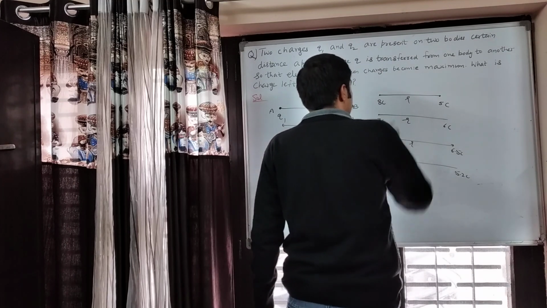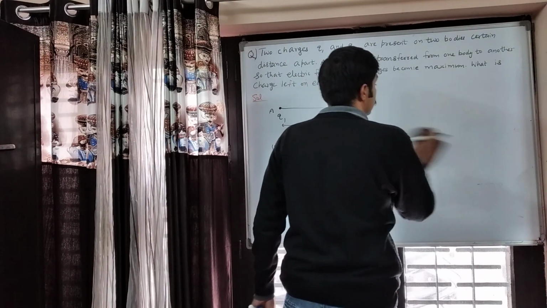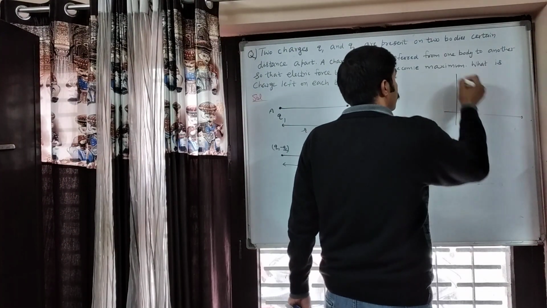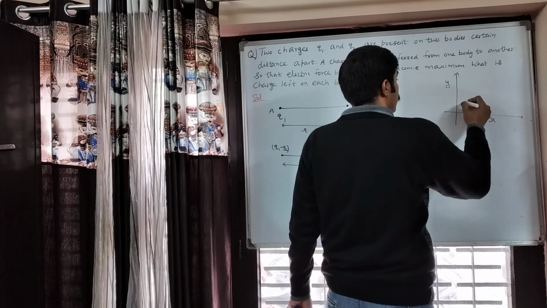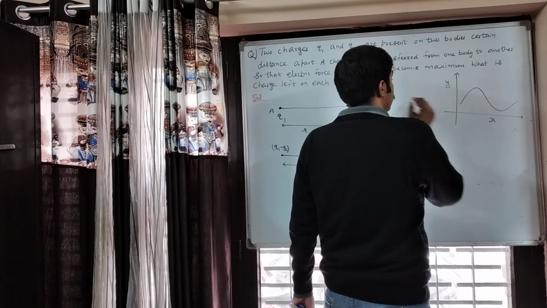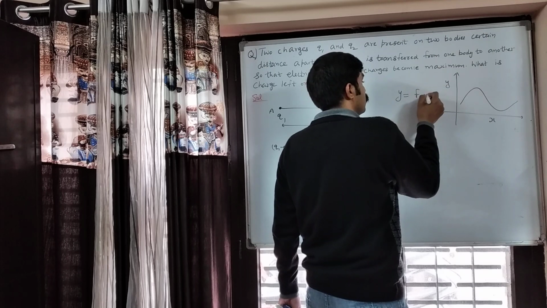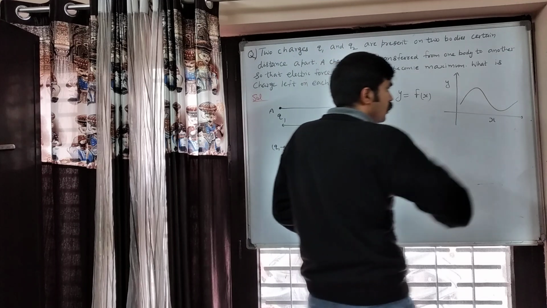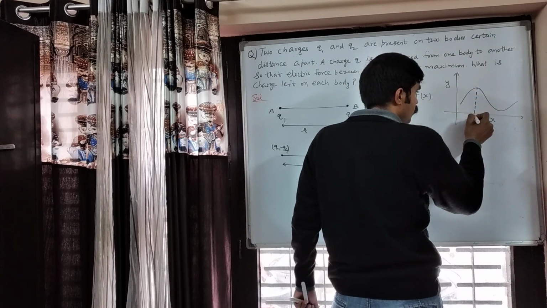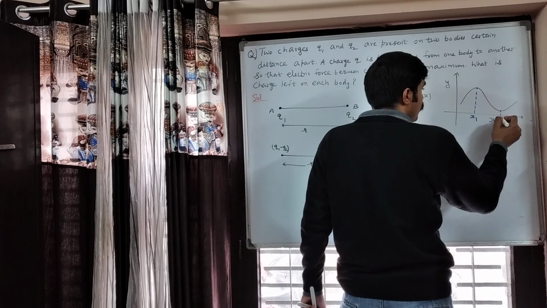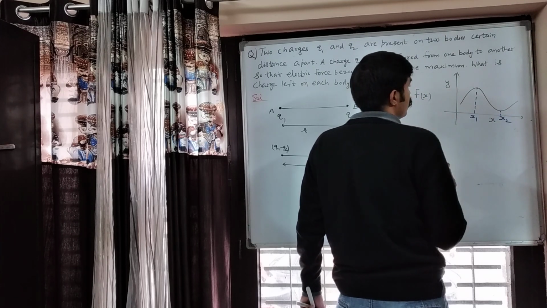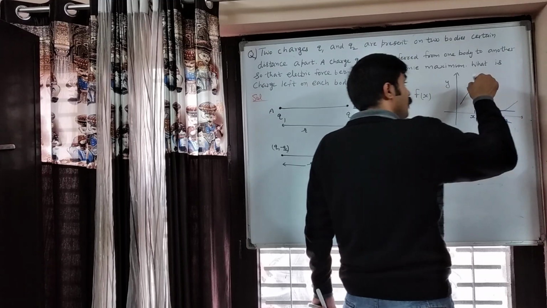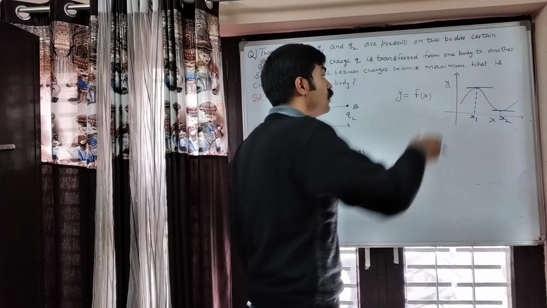The solution to this question requires the use of the maxima minima theorem. Let me recall the maxima minima theorem. Suppose I have a function depending on x, and the graph is like this, which we represent as y equals f(x). This mathematical tool we had done in class 11. This function has a maximum value at this point, say x1, and it will have a minimum value at x2. The maximum value as well as the minimum value is at the point where the slope of the tangent is 0.